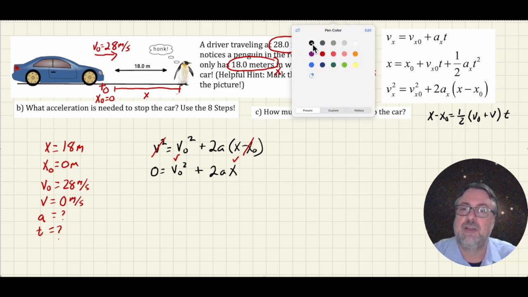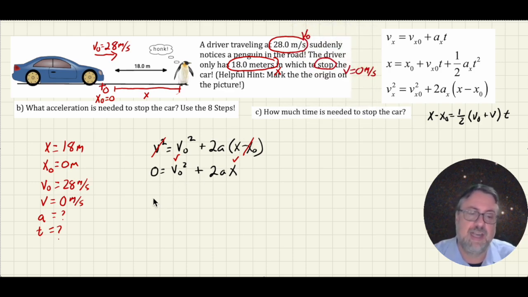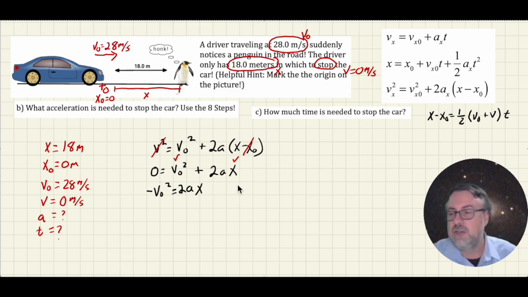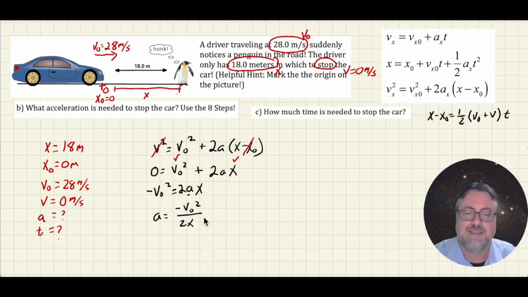So the first thing I'm going to do is move the v naught squared over to the other side. I get minus v naught squared equals 2 times the acceleration times x. Don't do the algebra in your head. Work the algebra out step by step. I am looking for the a, which means I need to divide by the 2 and the x. And so I will get that a equals minus v naught squared divided by 2 times x. And then I can put in my numbers.